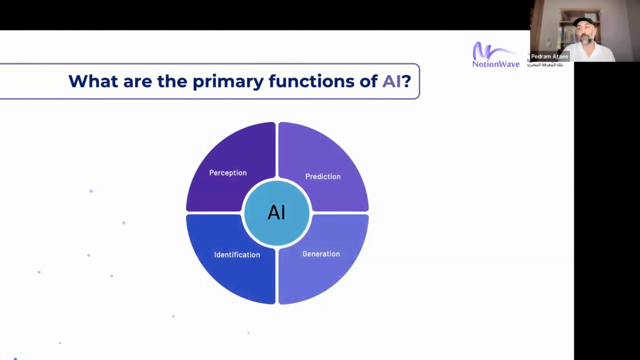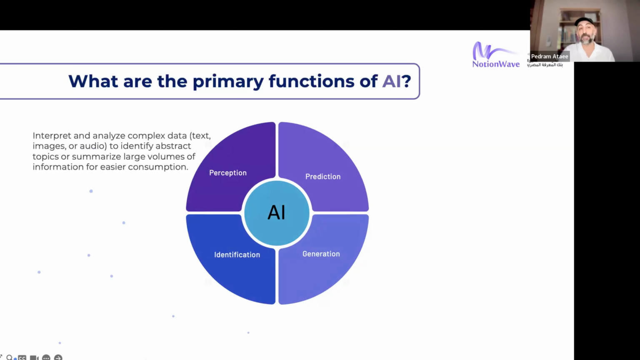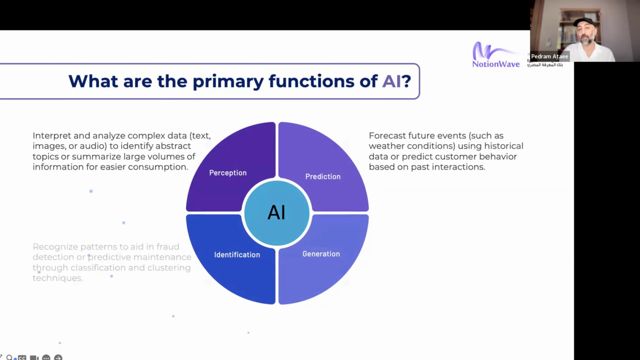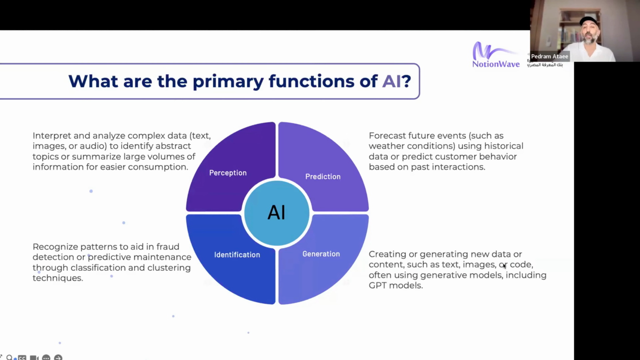If I want to say the primary functions of AI, I can categorize them into perception, prediction, generation, and identification. Perception means interpreting and analyzing complex data, mostly using Gen AI. Prediction means forecasting future events or predicting, for example, customer behavior. Identification mostly refers to recognizing underlying patterns, for example, in fraud detection or predictive maintenance through classification and clustering. And generation means creating new data or content using generative models such as GPT.